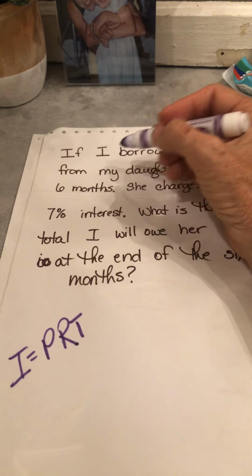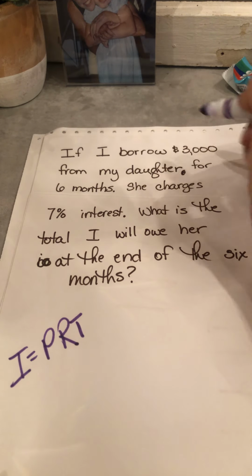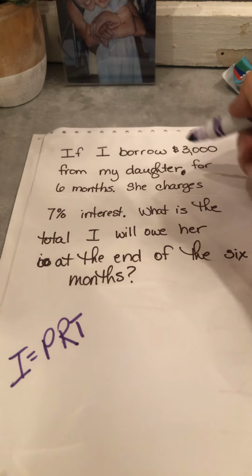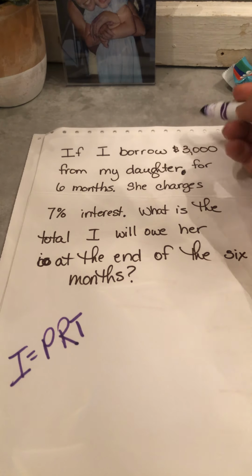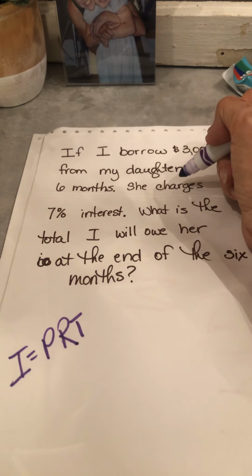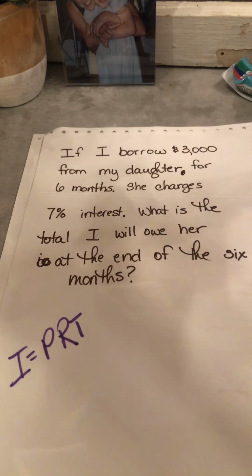All right, so here we go. If I borrow $3,000 from my daughter, she's the only one in the family that ever has cash, for 6 months, she charges 7% interest. What is the total I will owe her at the end of the 6 months?